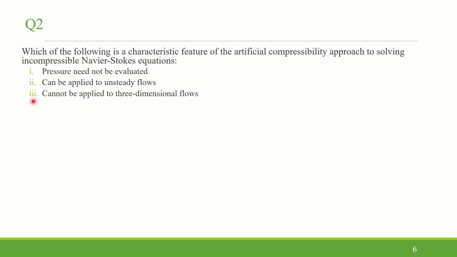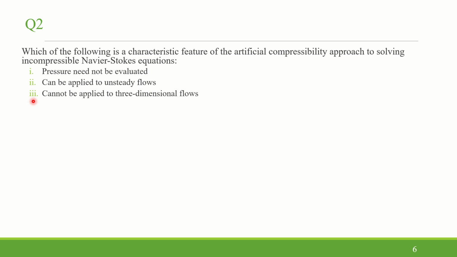And third one, cannot be applied to 3-dimensional flows. So now what do we mean by artificial compressibility approach is that it is a method in which the solution is following a similar approach to the compressible flow systems. So here we are introducing an additional factor, and artificially making the equations behave in such a way for the compressible flows so that we can solve the system.